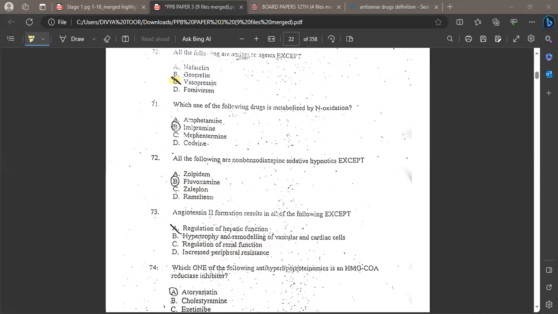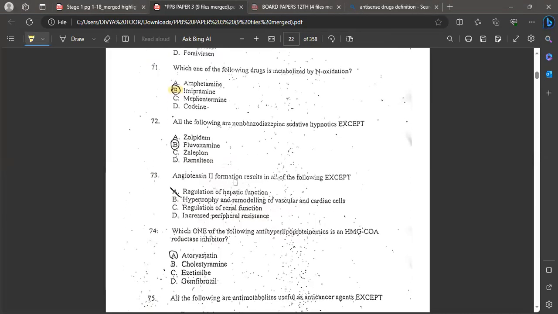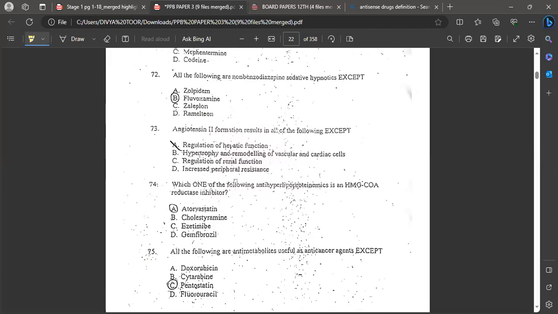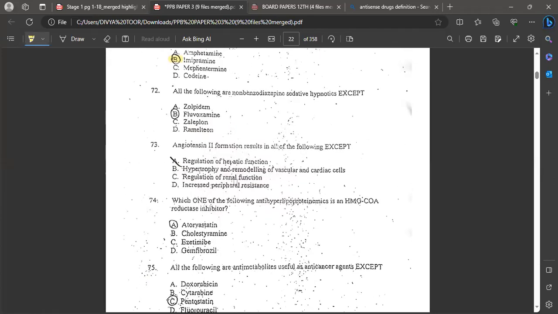It's B. Imipramine and amitriptyline are the ones that are metabolized by N oxidation. I don't know if there are others, but what I've seen is imipramine and amitriptyline. Anybody got another answer? I got the same as you.